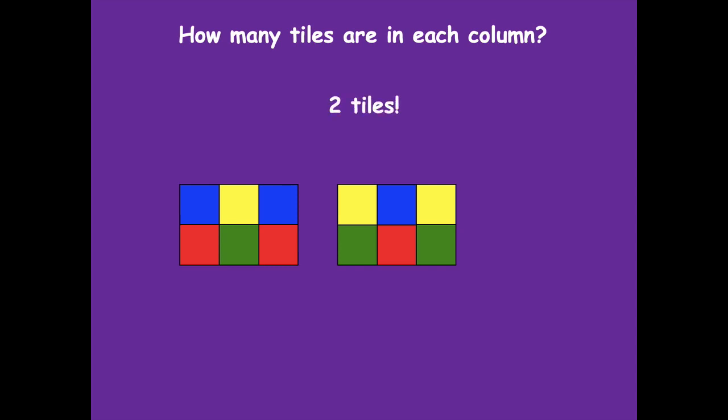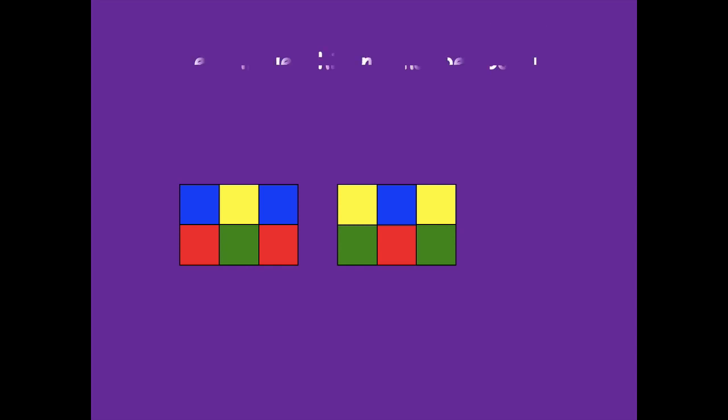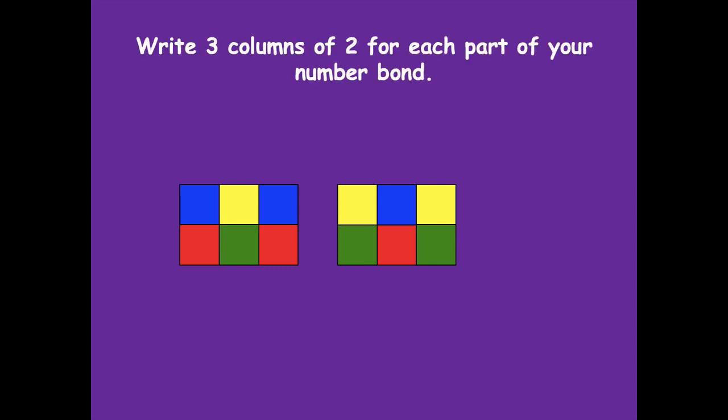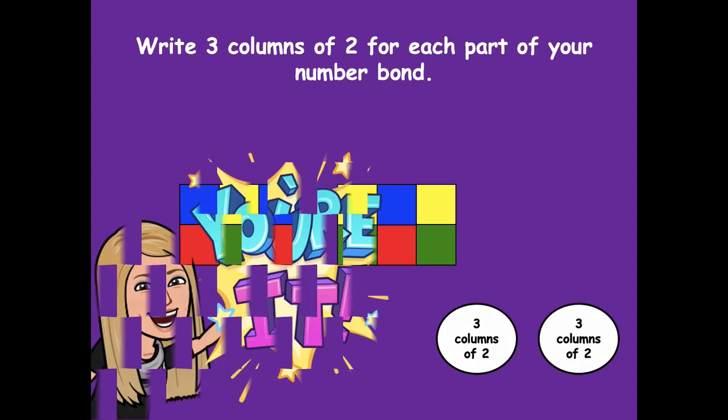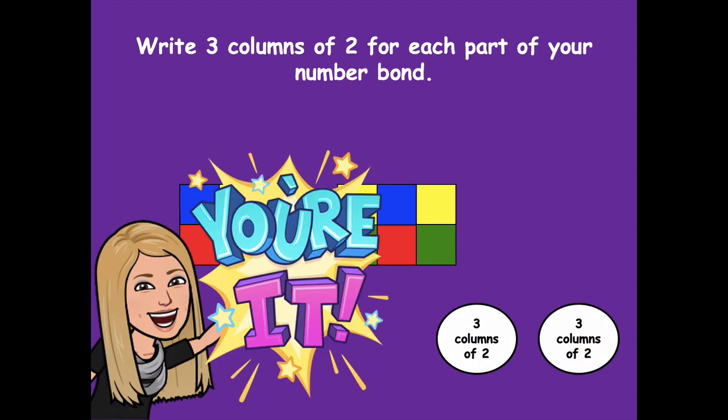Yeah, 3. Or I'm sorry, 2 tiles. There's 3 columns with 2 in each column. So let's model this in a number bond. Okay. So we're going to write 3 columns of 2 for each part. Friends, you can pause and write this, or you could just follow along. That's okay.